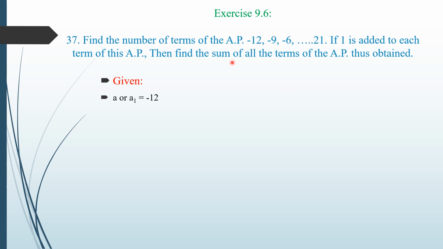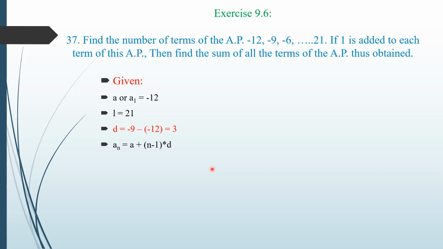In the first AP, the first term a or a1 is equal to minus 12, and the last term is given to us, l equal to 21. We can easily calculate the common difference of this AP, that is d equal to a2 minus a1. Here the second term is minus 9 minus the first term, that is minus 12. Minus of minus will be plus, therefore minus 9 plus 12 will give me 3. Therefore the common difference of this given AP is nothing but 3.